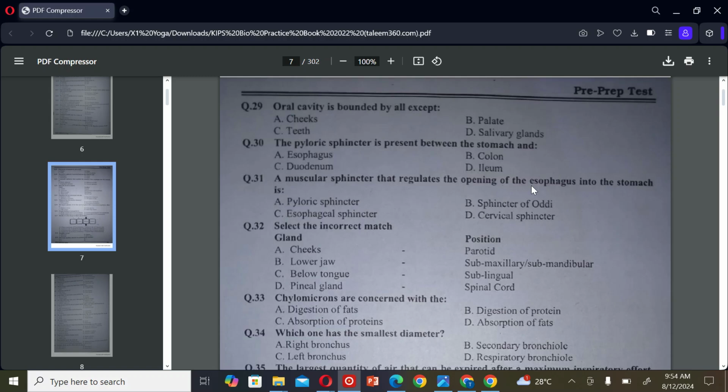Let's get started. So the first MCQ is: the oral cavity is bounded by all except A. Cheeks, B. Palate, C. Teeth, and D. Salivary gland. So the correct option is D.